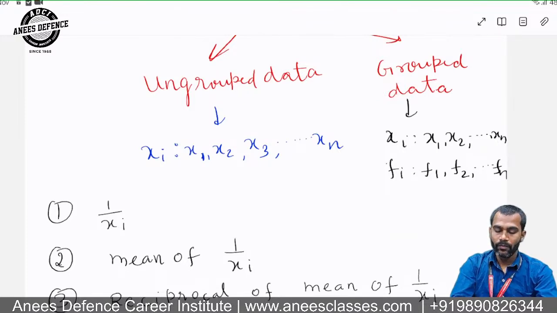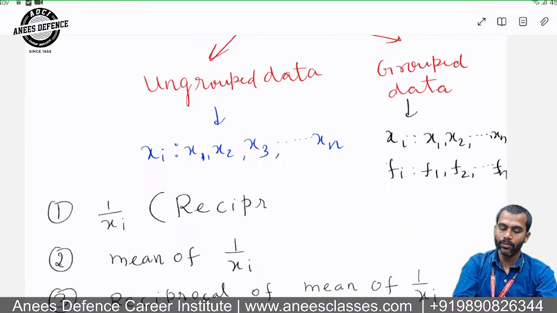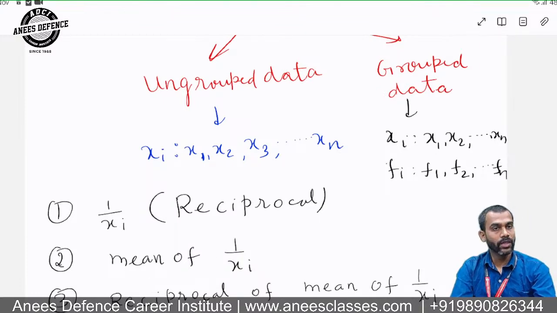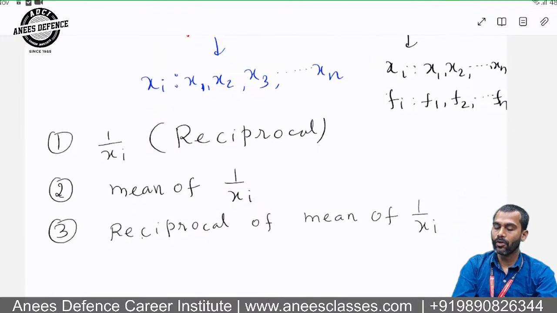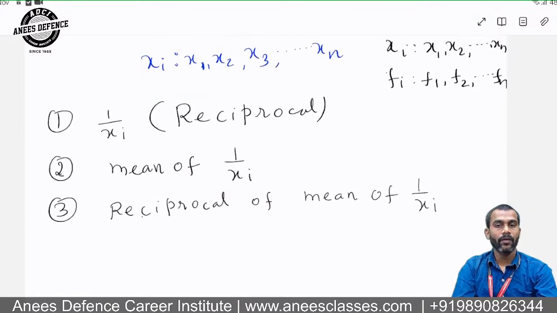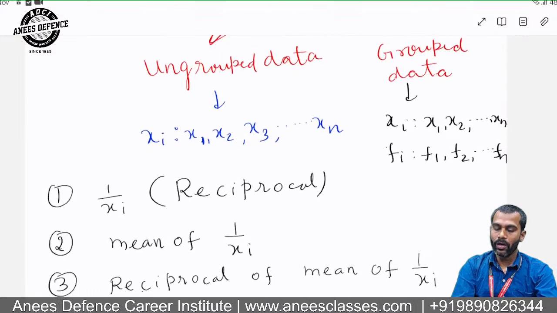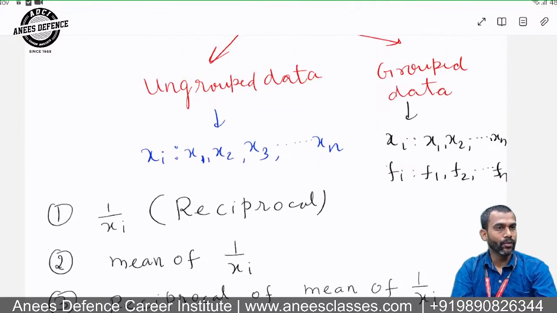Understood? First, reciprocate every observation. First, we need to find the reciprocals of every observation, then the mean of those reciprocals, and then the reciprocal of the mean of reciprocals. Understood? Okay. So for ungrouped data, what would be the formula?